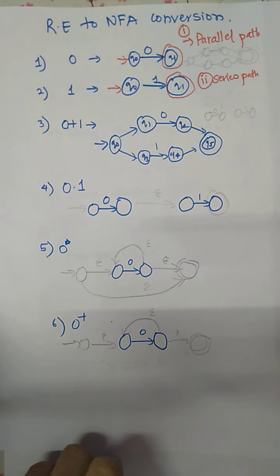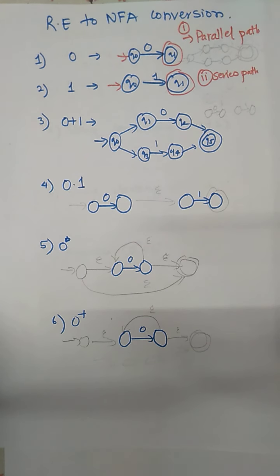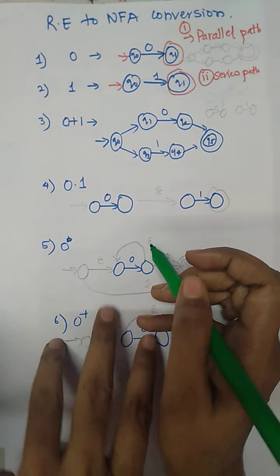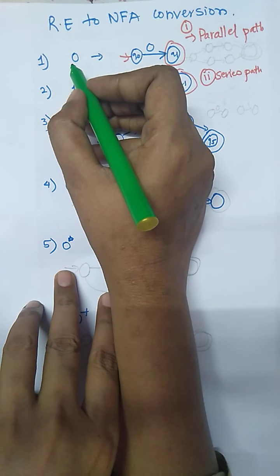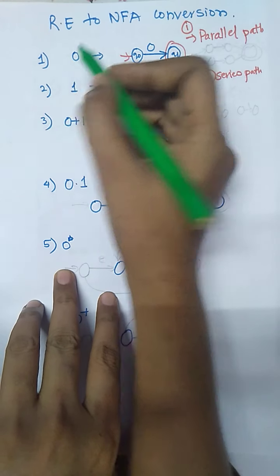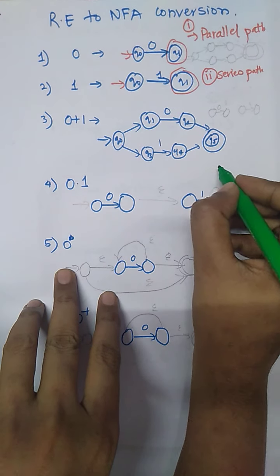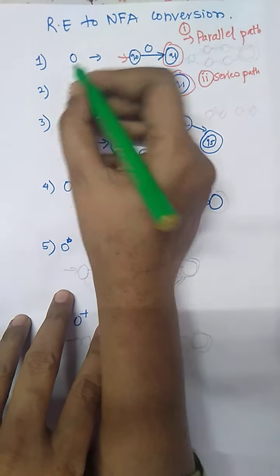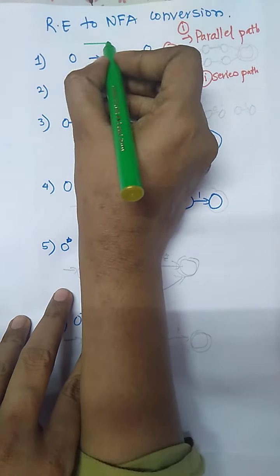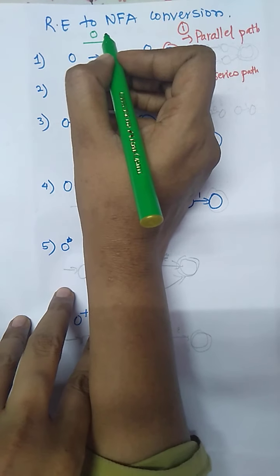Now we are going to see conversion from regular expression to NFA. For that we'll start with the basic element. If we are having 0, how will this 0 be represented? First of all we will draw a line, for example here. So 0 means a line. Over that I am going to write 0.